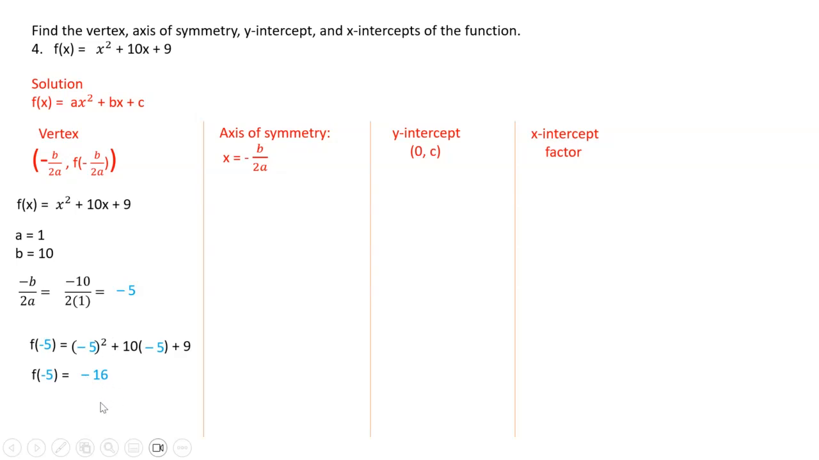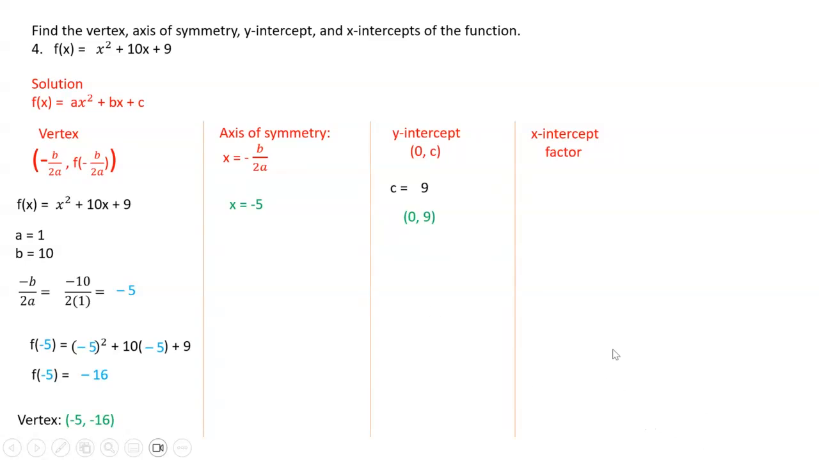So my vertex is negative 5, negative 16. That's my vertex. Now the x-axis symmetry is the x part of the vertex, which will be x equals negative 5. That's my x-axis symmetry. My y-intercept is going to be 0, c, right? My c in this case is 9. So my y-intercept will be 0, 9. That's your y-intercept.